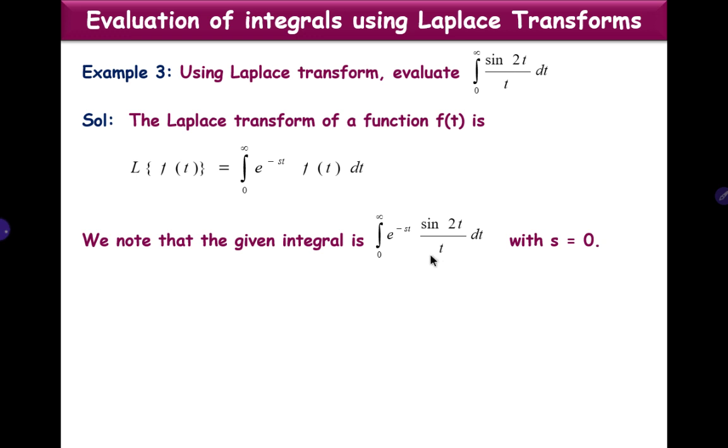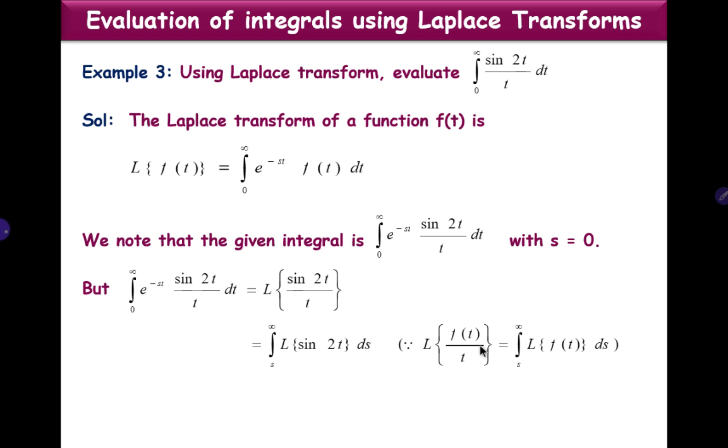Now look at these two integrals, the integral in the definition of Laplace transform and this integral. So if we compare, f of t is here sine 2t by t. Therefore, by this definition, this integral is equal to L of f of t, that is L of sine 2t by t. And L of sine 2t by t can be evaluated using this property: L of f of t by t is equal to integral s to infinity L of f of t ds. And hence L of sine 2t by t is integral s to infinity L of sine 2t ds.